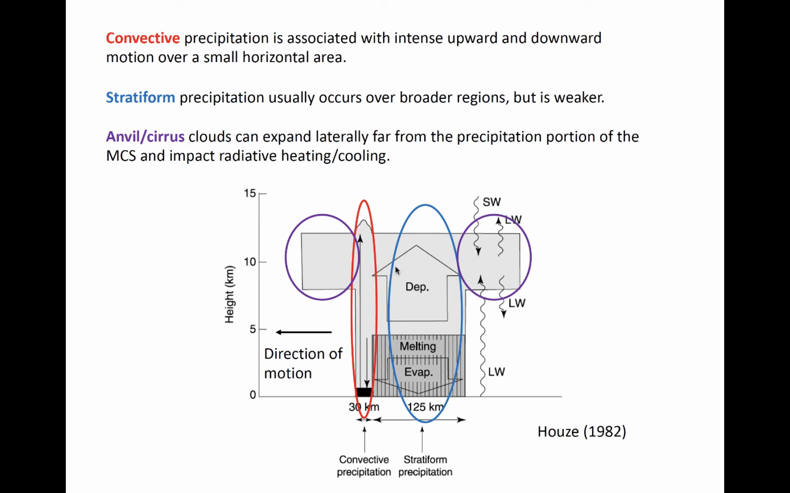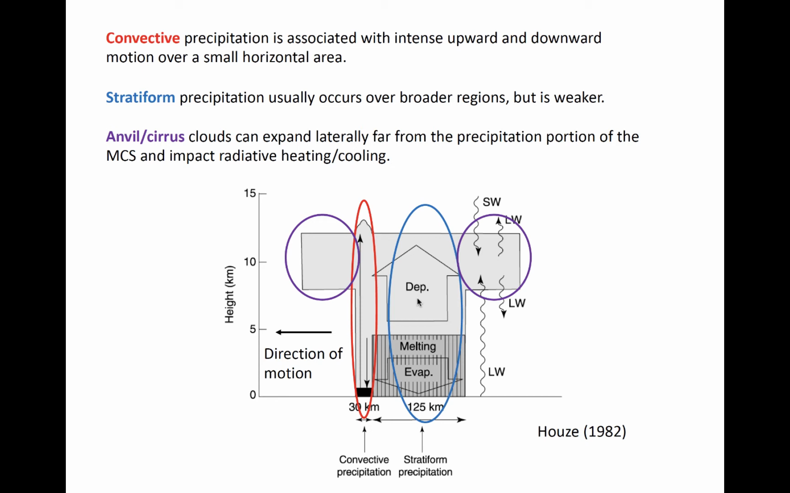Moisture advected laterally out of the convective regions into the purple circles supports the development of anvil clouds both ahead, which is to the left of in this figure, and behind the convective cell. The blue region indicates where relatively light stratiform precipitation occurs. Above the 0 degree sea level in stratiform, essentially above 5 kilometers in the tropics, deposition occurs and releases latent heat. This drives upward motion.